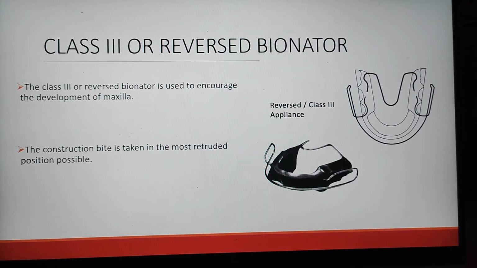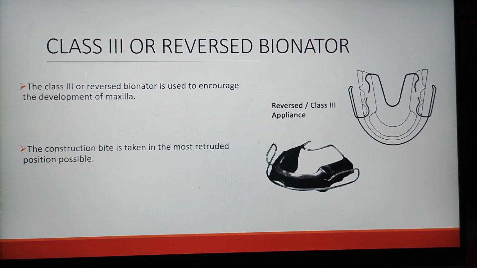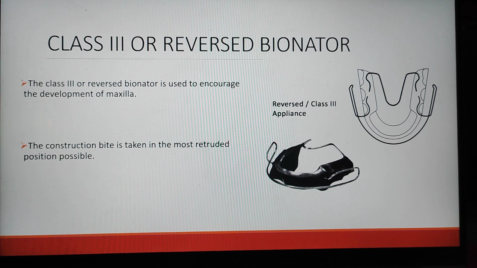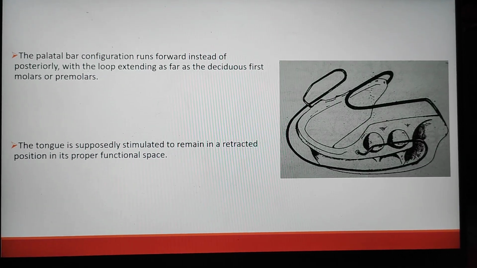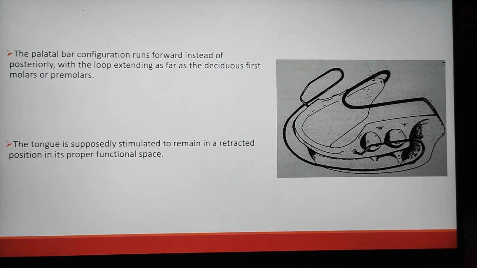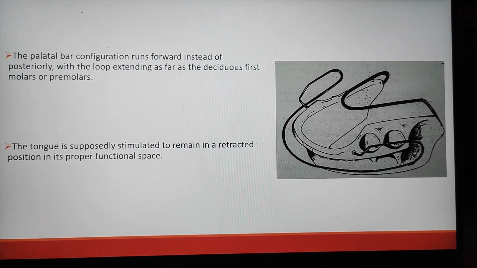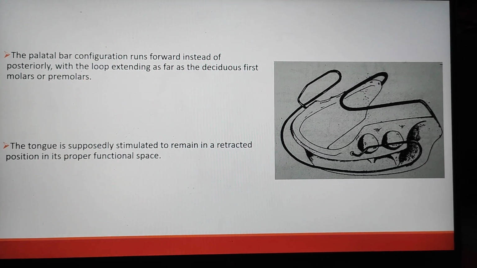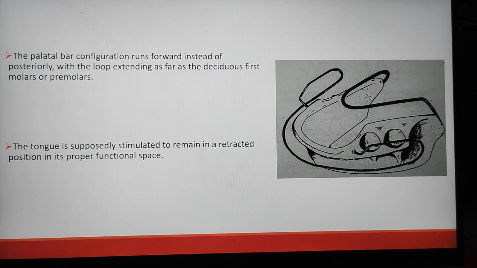Class 3 or reversed bionator. The class 3 or the reversed bionator is used to encourage the development of the maxilla. The construction bite in this scenario is taken in the most retruded position possible. Palatal bar configuration runs forward instead of posteriorly. Hence, the loop is as far anteriorly as possible up to the deciduous first molars or premolars.